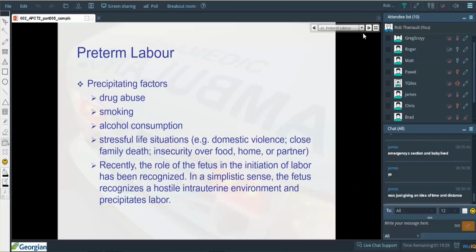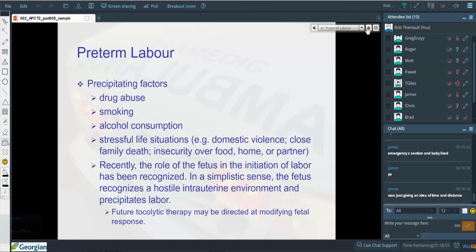And there's some hypothesis that the fetus may initiate labor, so the fetus recognizes a hostile intrauterine environment and precipitates labor. So there's been some talk about interventions, some sort of way of reducing fetal distress, and I'm not sure what that would be, whether it be sedation or some other strategy.